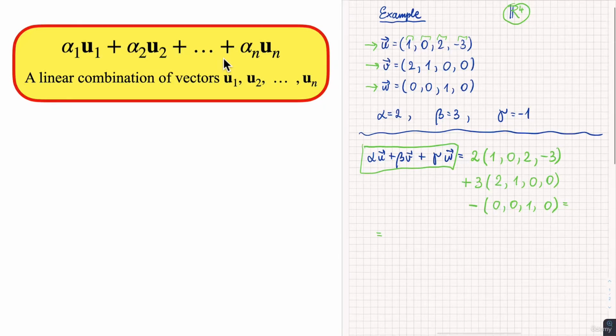I can perform such an intermediate step where I simply compute the scalings of my vectors. So first, scaling of vectors is computed in this way: you multiply all the components or all the coordinates of the vector with the scalar. So 2 times vector u has coordinates 2, 0, 4, -6. Then I have to scale v with the scalar 3.